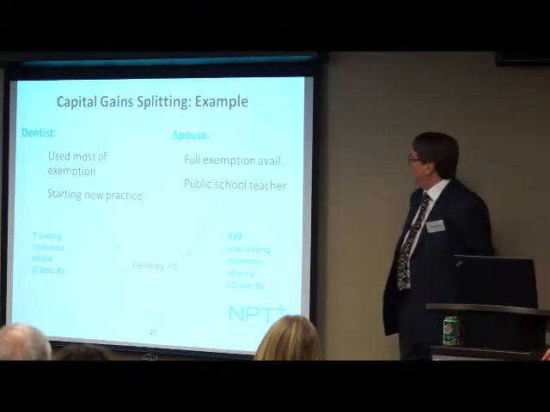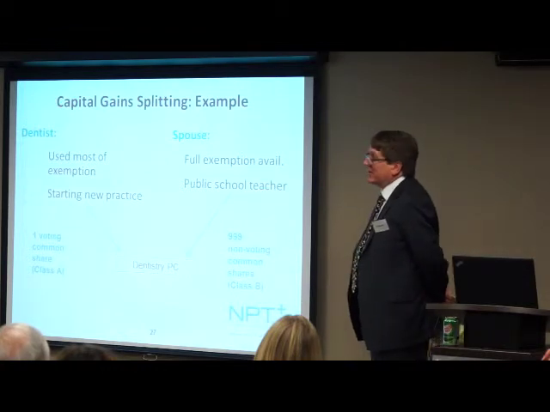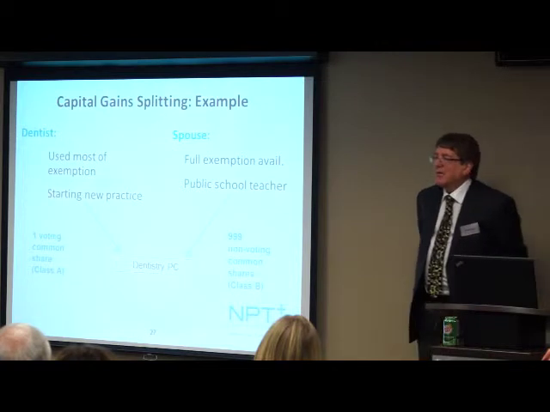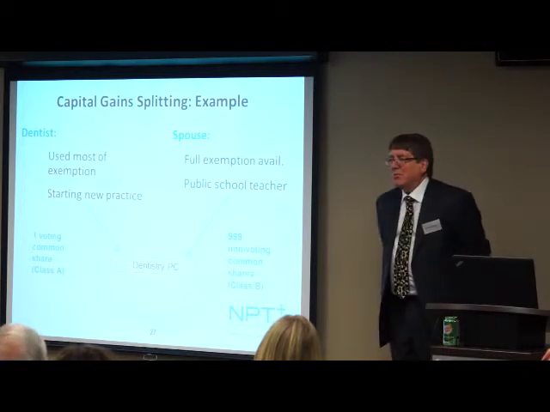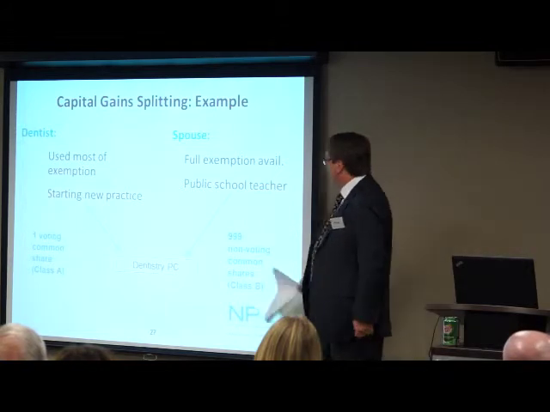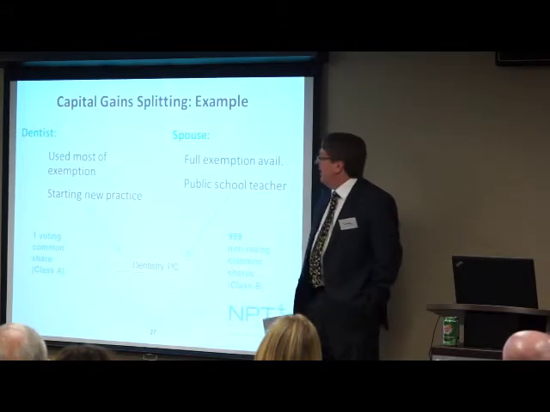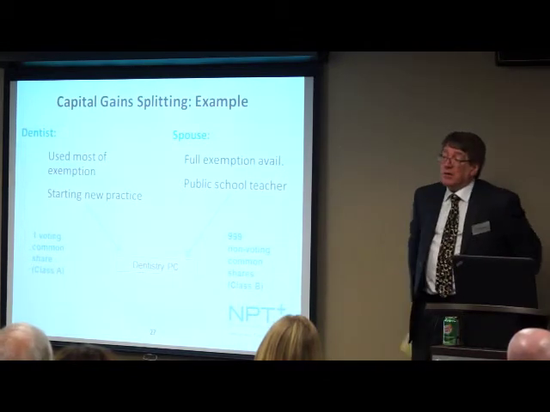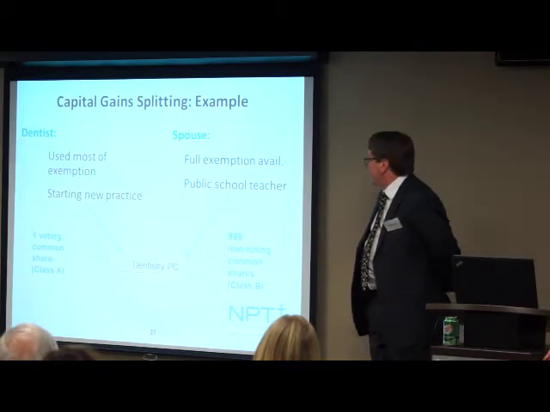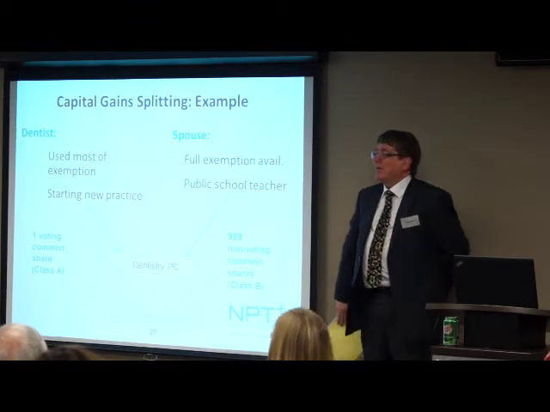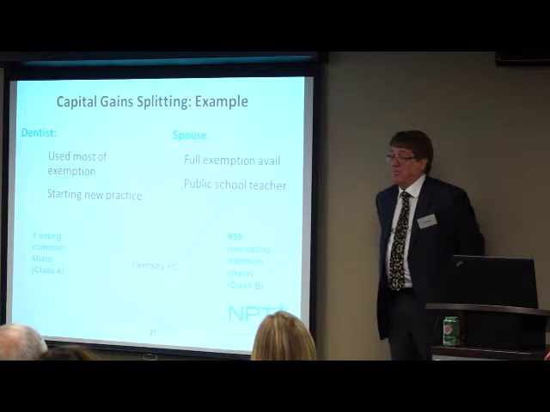So he kind of looked at things. Well, eventually you're going to sell this practice in all likelihood. Your capital gain exemption's gone. What about your wife's? So here's what we set up. We set up our dentistry professional corporation, and he owns 1 voting common share. His wife owns 999 non-voting common shares. The only difference is the vote.